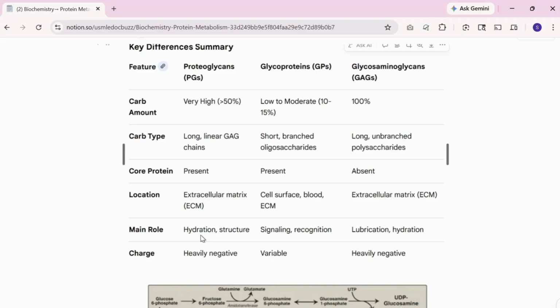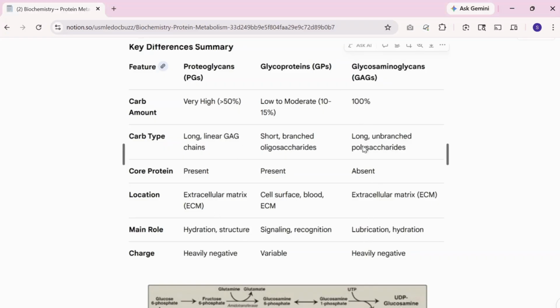They're hydration structures, they're highly negative, and they're made of GAGs. Glycoproteins, on the other hand, are very different. Glycoproteins are usually more on the protein base. Whichever is the suffix, that's where most of the structure is. So glycoproteins means proteins are more, the glyco part is less. Proteoglycans means glycans are more, the proteo part is less.